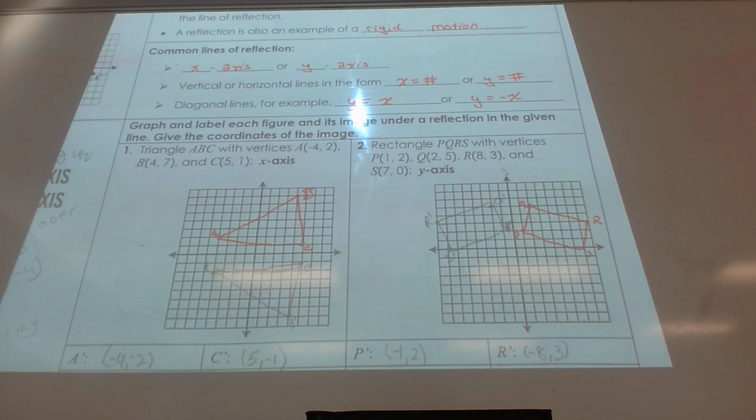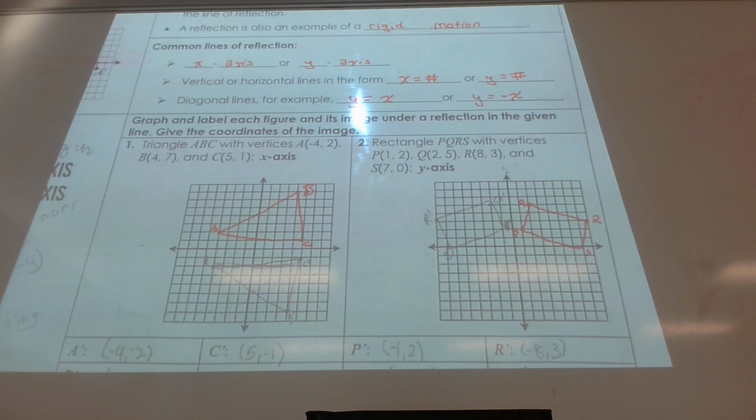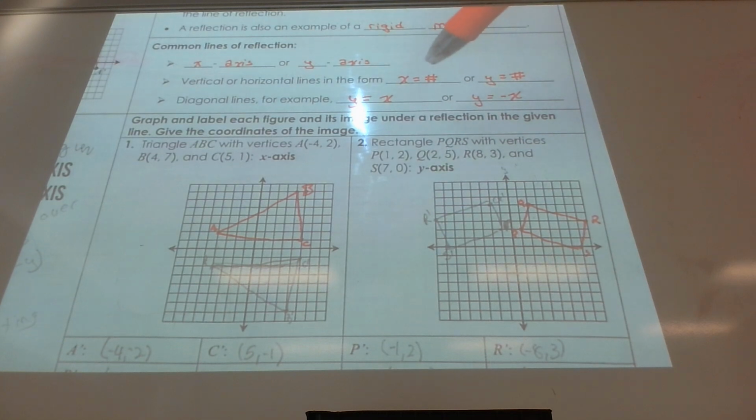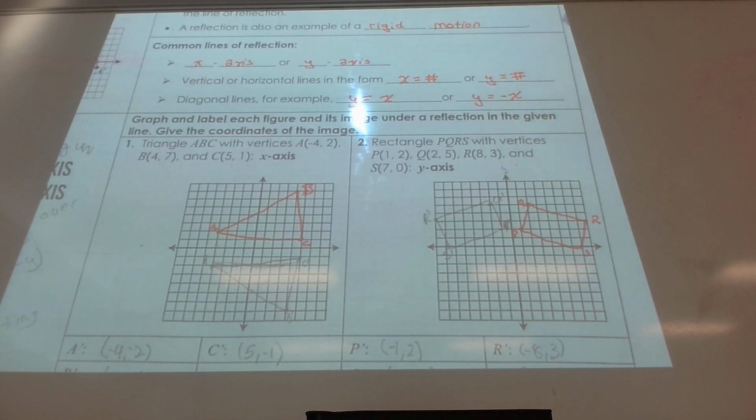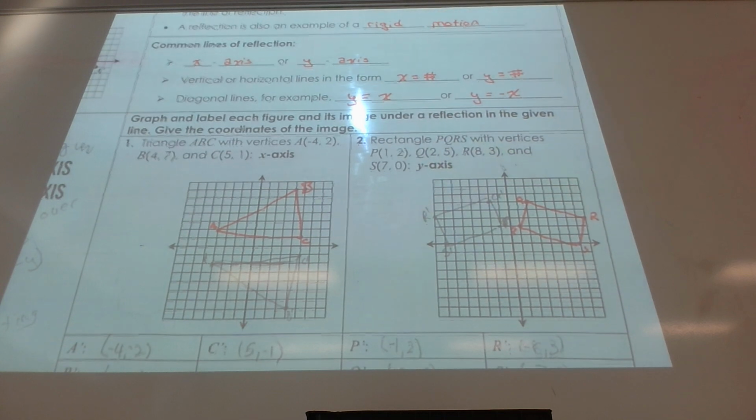And like we mentioned last time, a reflection is an example of rigid motion. Now, common lines of reflection are the x-axis and y-axis, or x equals some number, y equals some number, or the line y equals x. Occasionally we use y equals negative x, but we're not going to use that this year. Now, we can use y equals 3x plus 7, but again, we're not going to use that. We're going to focus on x and y axis, x or y equals some number, or y equals x.